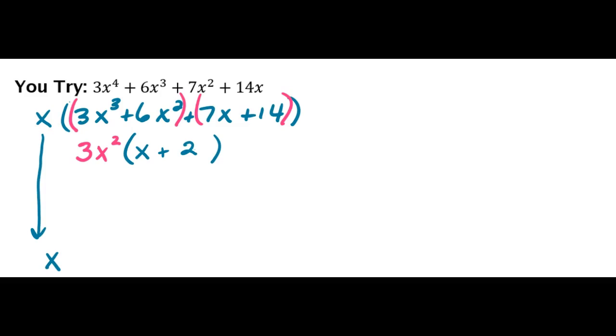From the second group, the only thing I can take out is a 7. So I'm going to write a plus 7 because I'm taking out a positive 7. And then if I divided 7x by 7, I would be left with x. And then 14 divided by 7 is 2.